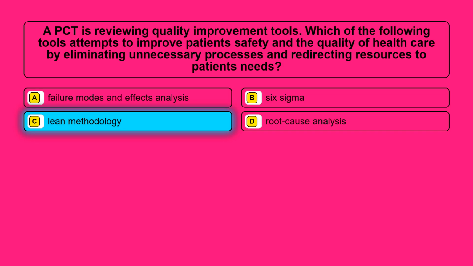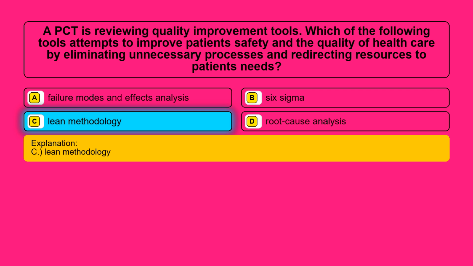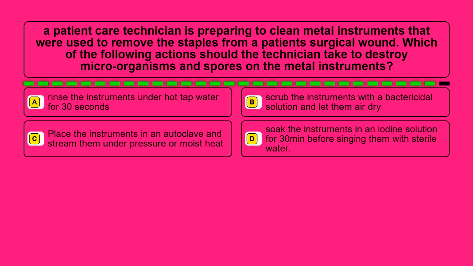The correct answer is option C. Lean methodology. Question 13. A patient care technician is preparing to clean metal instruments that were used to remove the staples from a patient's surgical wound. Which of the following actions should the technician take to destroy microorganisms and spores on the metal instruments? Option A. Rinse the instruments under hot tap water for 30 seconds.